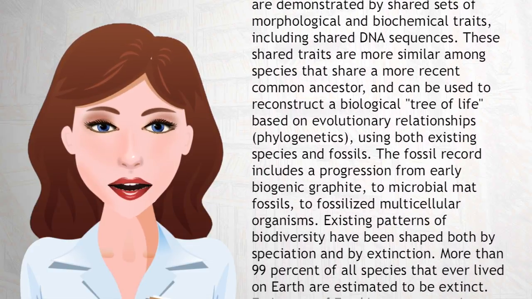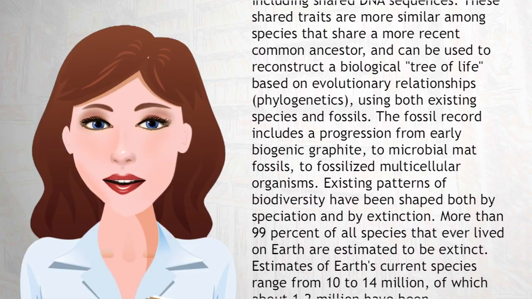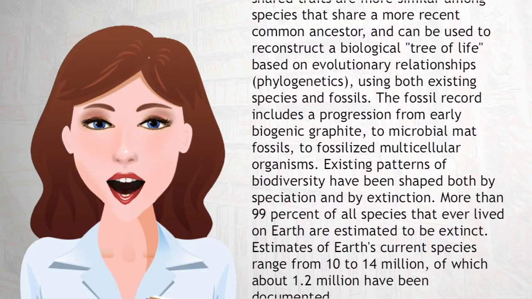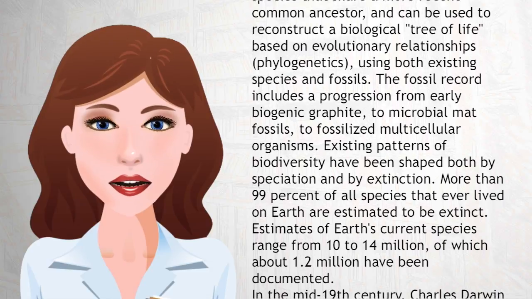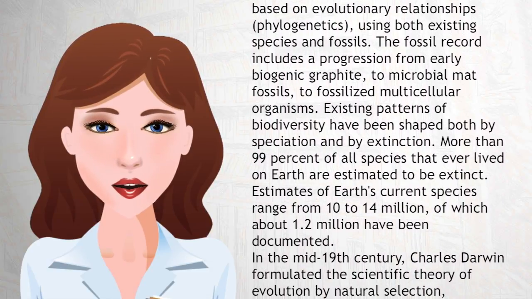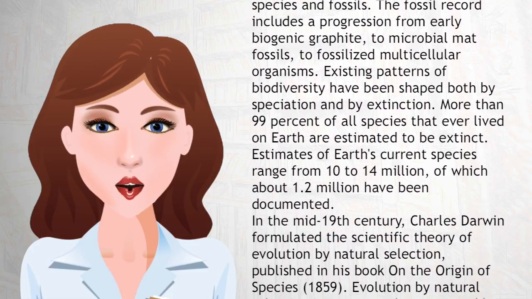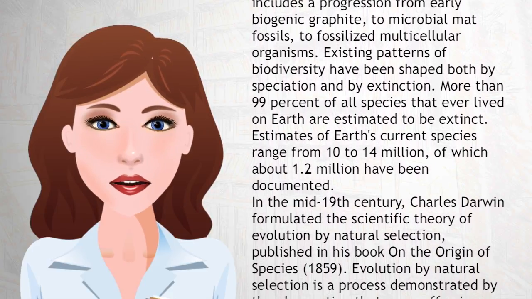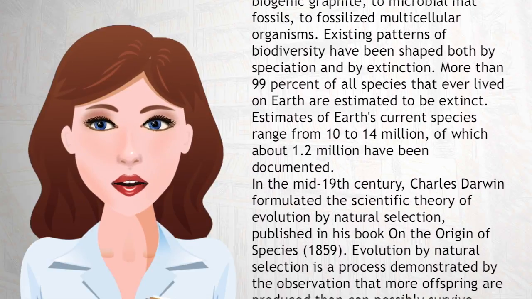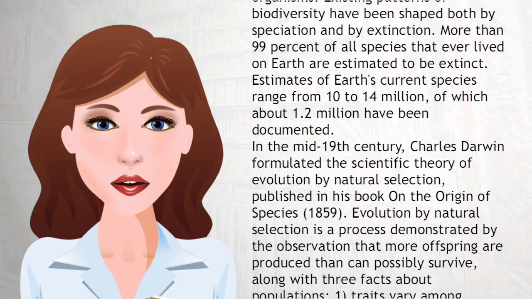The fossil record includes a progression from early biogenic graphite, to microbial mat fossils, to fossilized multicellular organisms. Existing patterns of biodiversity have been shaped both by speciation and by extinction. More than 99% of all species that ever lived on Earth are estimated to be extinct. Estimates of Earth's current species range from 10 to 14 million, of which about 1.2 million have been documented.